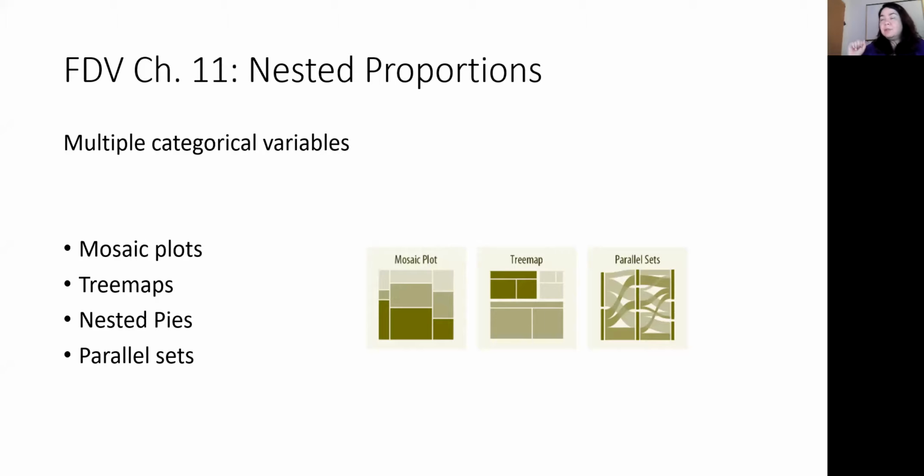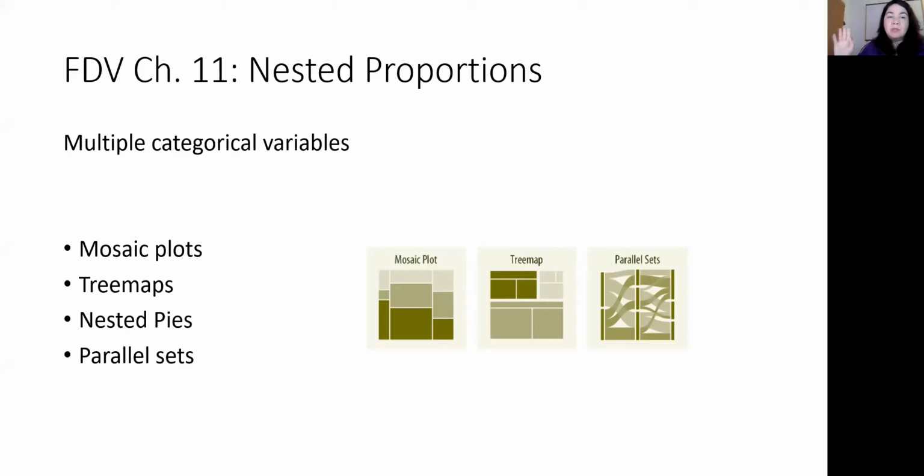Okay, so chapter 11 goes into nested proportions. So we're just getting a little bit more complicated in what we're doing with proportions, mostly because we're dealing with two or more categorical variables. The chapter goes over 4 different types of these. So we have mosaic plots, tree maps, which are very similar to one another, nested pies, and then parallel sets.